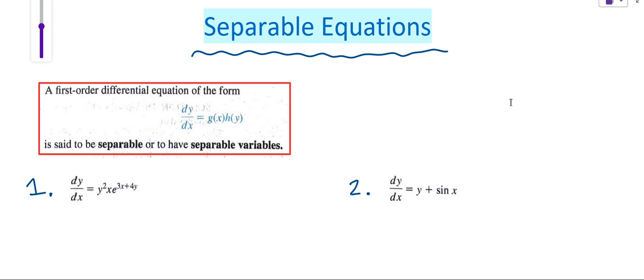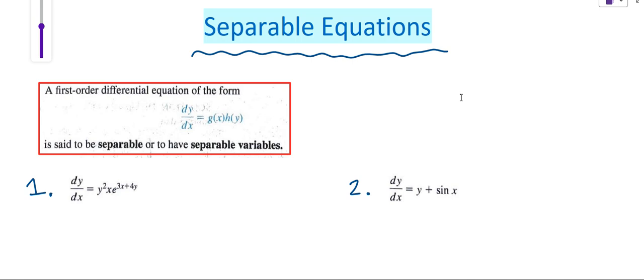So the basic definition we have is a first order differential equation in the form dy by dx equals g of x and h of y. So you have two functions, one with respect to x and one with respect to y. It's said to be separable or to have separable variables. Well, what does this mean? Essentially, this means that you can separate the variables x and y in a way such that either side is independent and you can integrate each side individually.